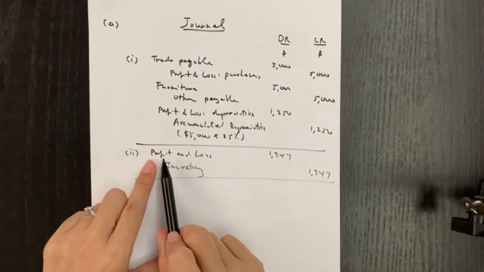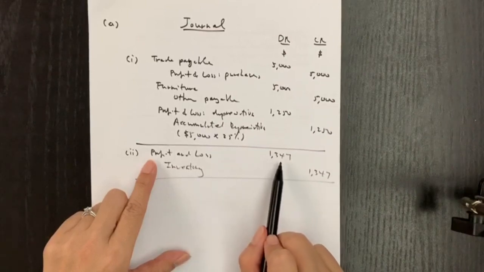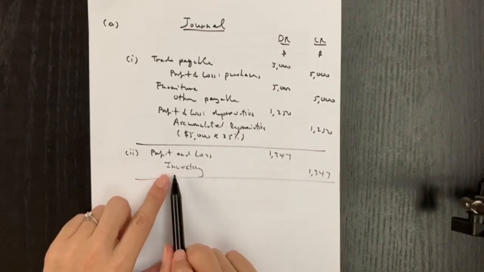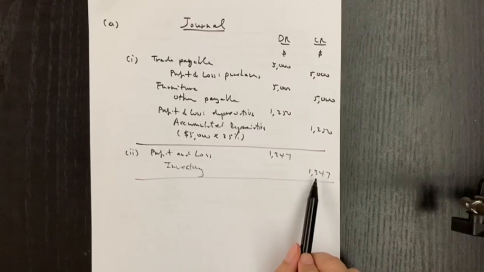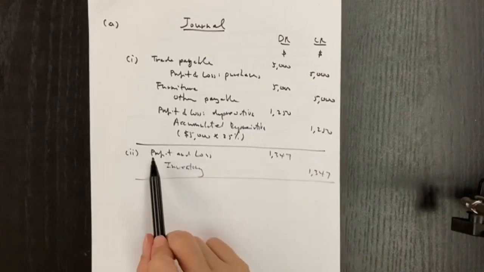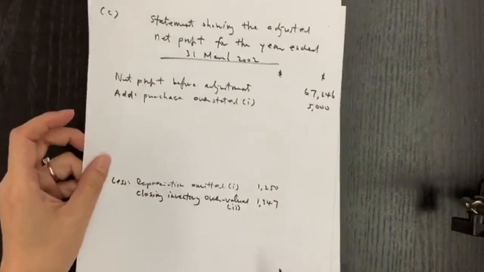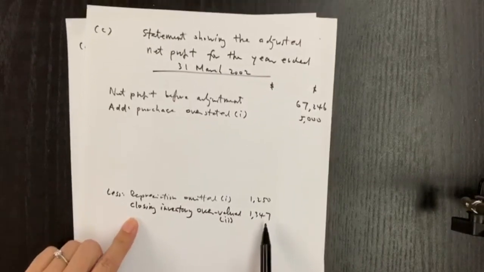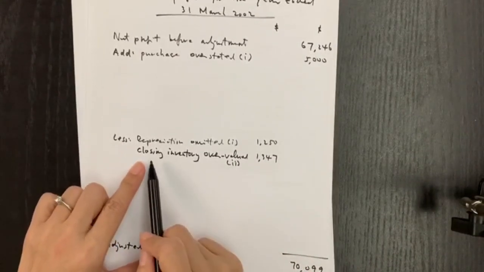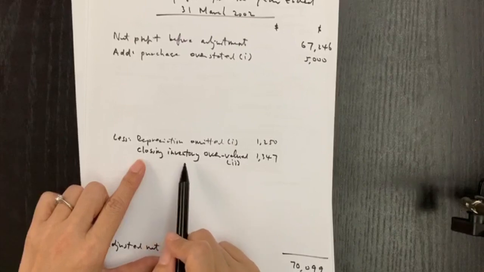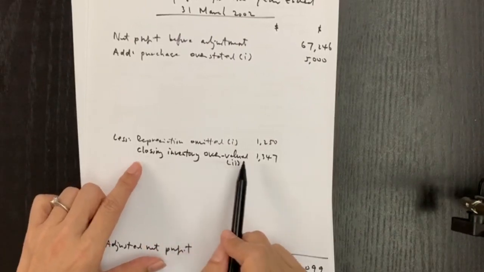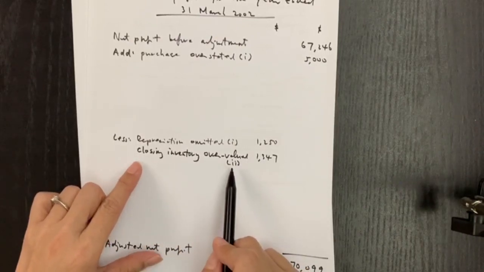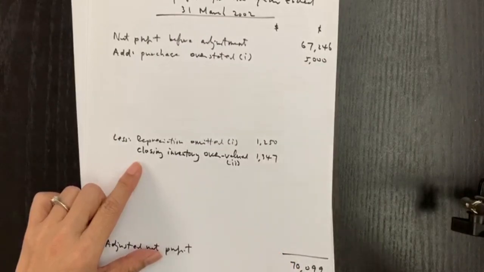So to debit profit and loss by 1,347 and then credit inventory also by this 1,347. And look at this, debit profit and loss, which is negative in the profit and loss. Therefore, we have to minus this 1,347 in part C here and say that this is the description, closing inventory being overvalued, and this is from point number 2.